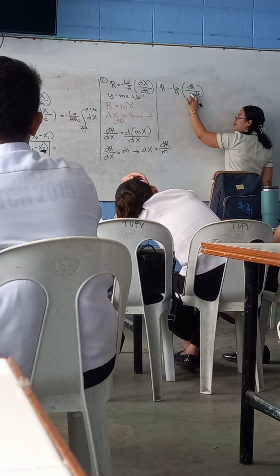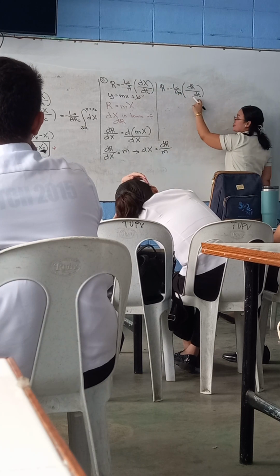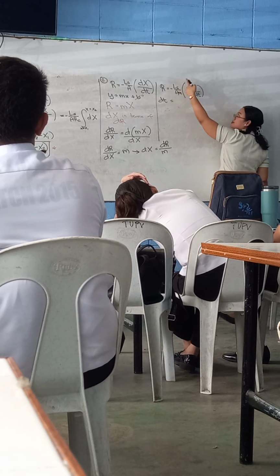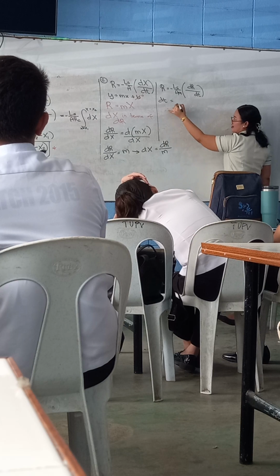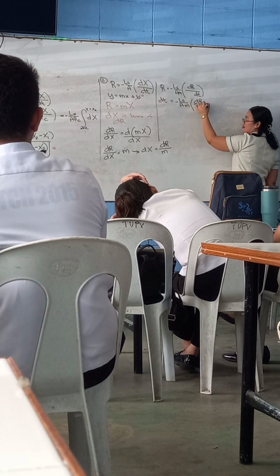So pwede ito na lang siya magbuwag. Sa isa si dt, while si R, ipares ko kay dR, kay duwa sila may R. So you have negative LS over A times m times dR over R.